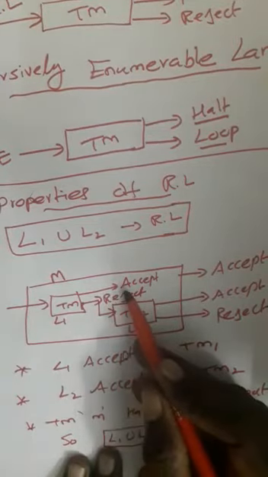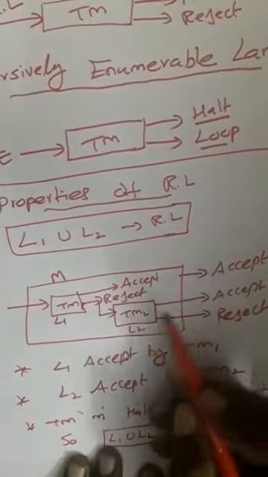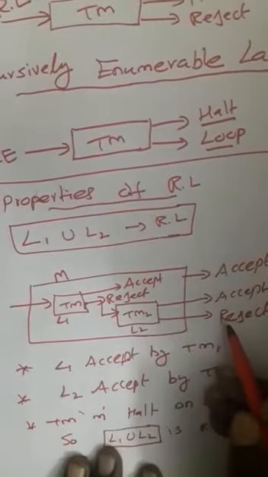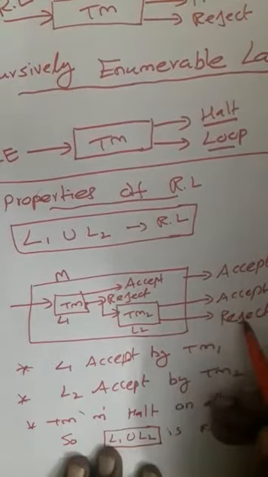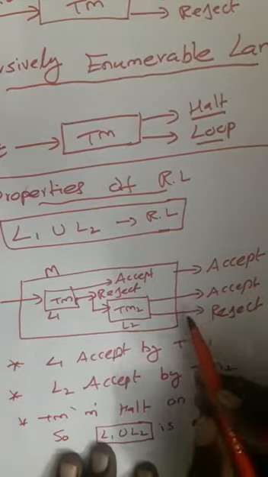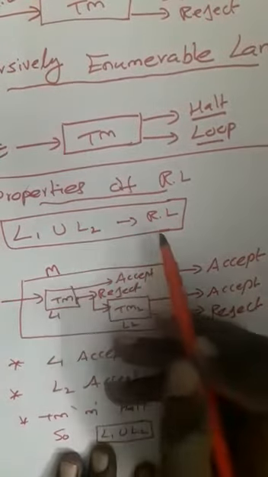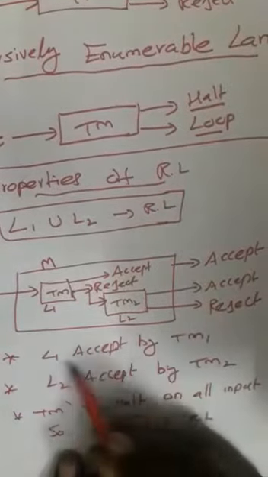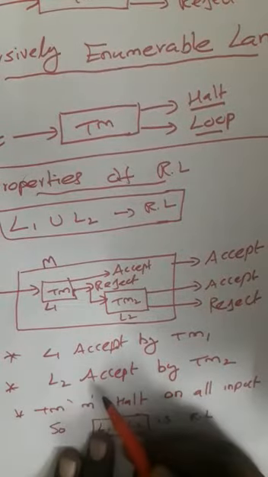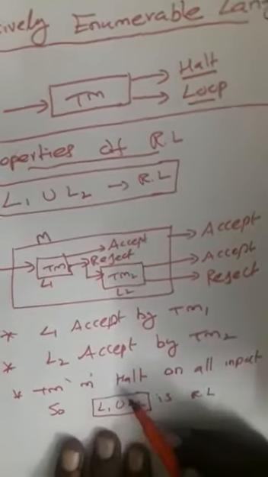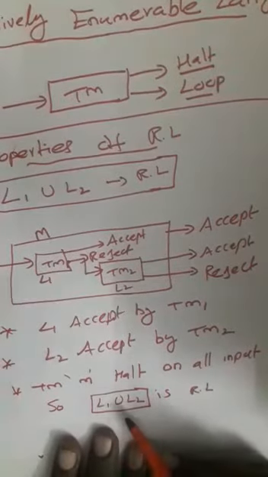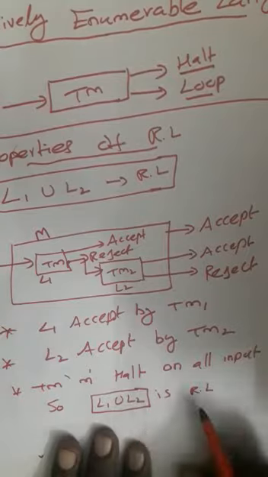So if M1 accepts, then M also accepts. If M2 rejects, then M also rejects. Then our condition is satisfied, accept and reject. So we can say that union of recursive languages is also a recursive language. So if L1 accepts or L2 accepts, then Turing machine M halts. So the property is satisfied. Union of recursive languages is also a recursive language.